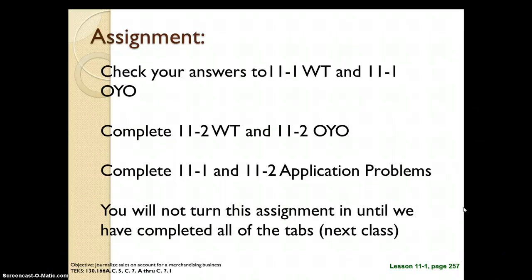So the last thing I have for you is your assignment for the rest of this class period. You're going to check your answers to 11-1 work together and 11-1 on your own. Those should be in a PDF in StuShare. You're going to complete the 11-2 work together and 11-2 on your own tabs in your workbook. And then you're going to complete 11-1 and 11-2 application problems in your workbook. Next class, we'll do the mastery problem, and we will turn this all in together at the end of the next class, and then we'll be ready for yet another test. All right, get to your work now.